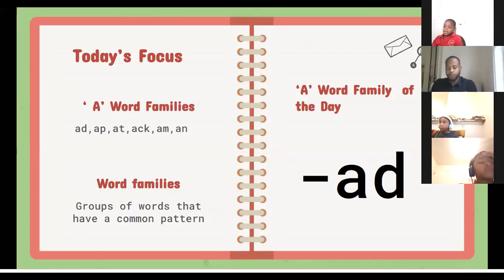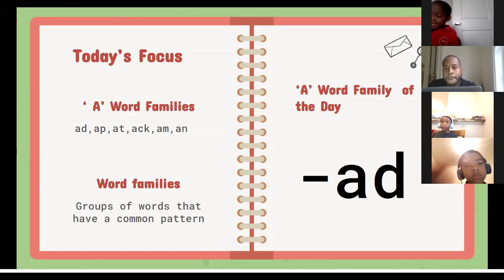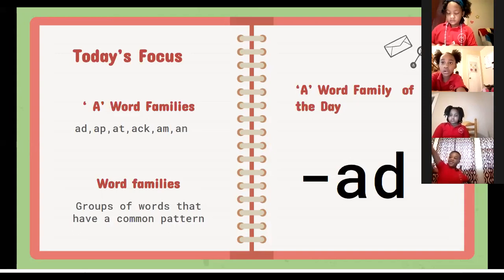Kavion. Perfect, because you look ready. So what is a word family? Take yourself off mute. Kavion. What is a word family? Letters together? Nope. Are you paying attention? Yeah, just speak the A and D. That's all I see. We need to get it together.